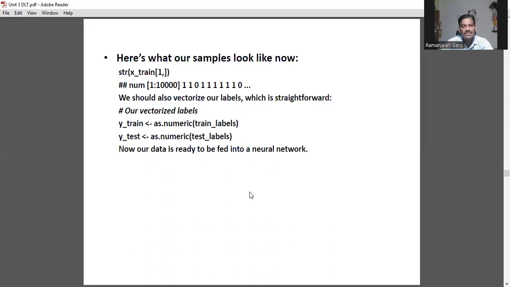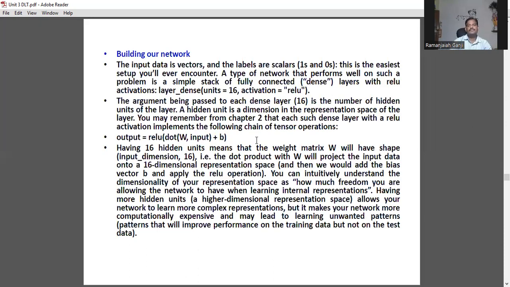Here is what our samples look like. The samples range from 1 to 10,000. The labels are 1, 1, 0, 1, 1. What is 1? Positive. What is 0? Negative. That's it. We also vectorize the training labels as y train, and the test data has test labels. Now our data is ready to be fed into the neural network.